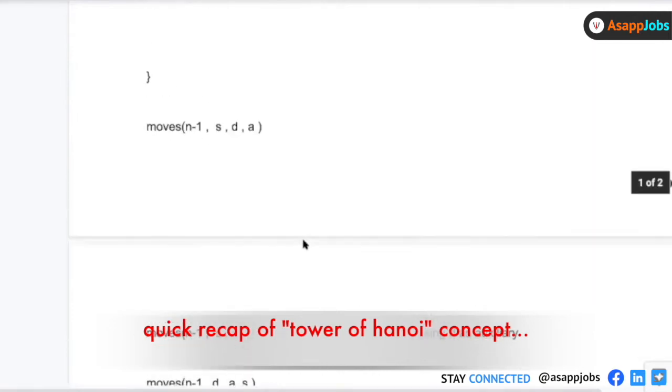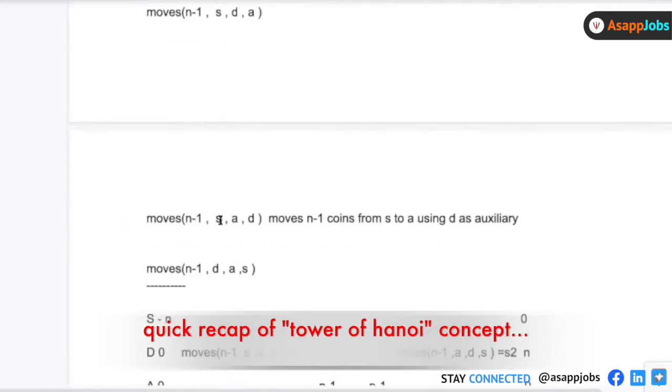Then I ask you to tell me what is the meaning of this. So this basically means that you have to move n minus 1 points from S to D using A as auxiliary. This is the meaning of this. Again, when I change it to this, the meaning of this method will be the number of moves needed to move n minus 1 points from S to A using D as the auxiliary, right? And the meaning of this function will be the number of moves needed to move n minus 1 points from D to A using S as auxiliary, right?